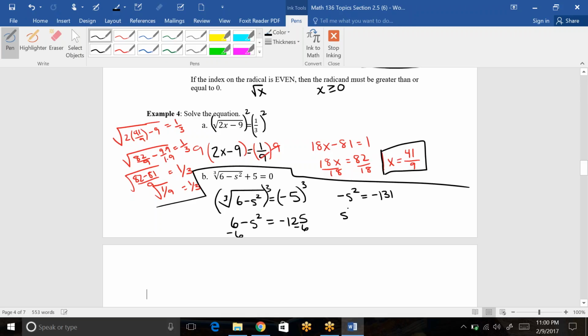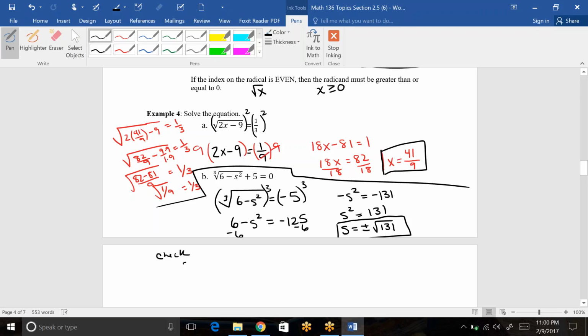I would divide both sides by negative 1 so that we don't have to deal with that negative in front of our s squared. And then this is taking a square root. So s equals plus or minus the square root of 131. Now, you should check both of these solutions, but when you're dealing with odd roots, there shouldn't really be any issues. But I'm going to show you the check real quick. So I'm going to do it down here.